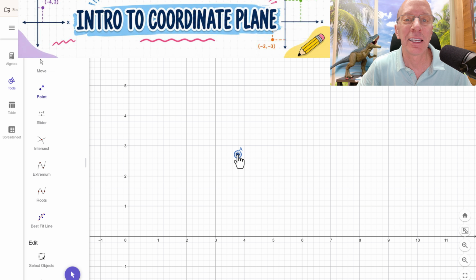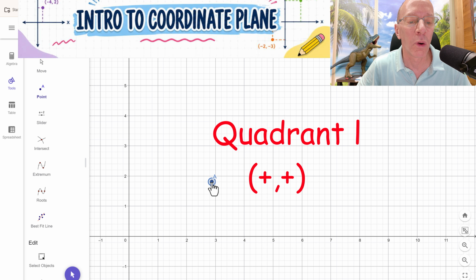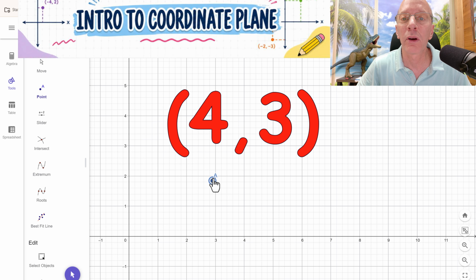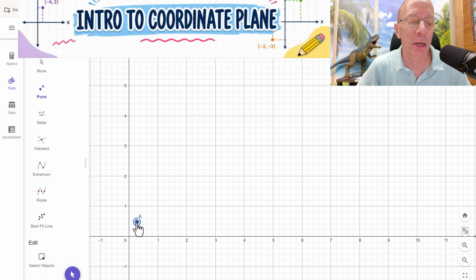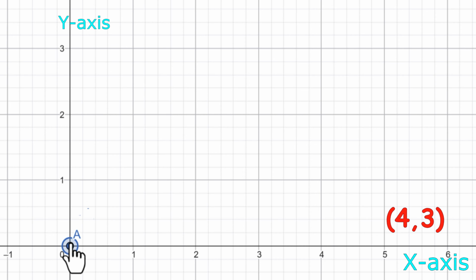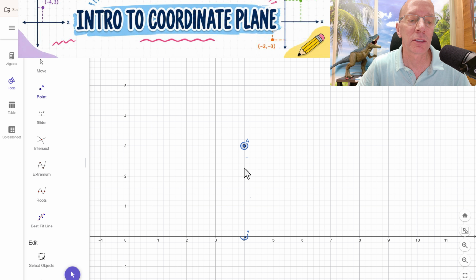All right, let's go ahead and plot a point on quadrant 1. I'm going to plot 4, 3. Now, I want to start at my origin of 0, 0. And I'm going to start with the number 4, which is my x-axis. So I'm going to move over 4, 1, 2, 3, 4. Now I'm going to do the y-axis, which is 3. I'm going to move up 3. 1, 2, 3. Right there. So this is 4, 3.